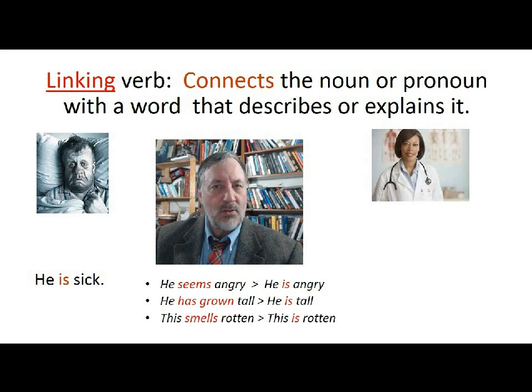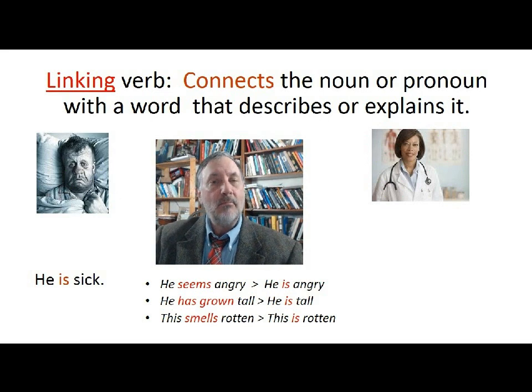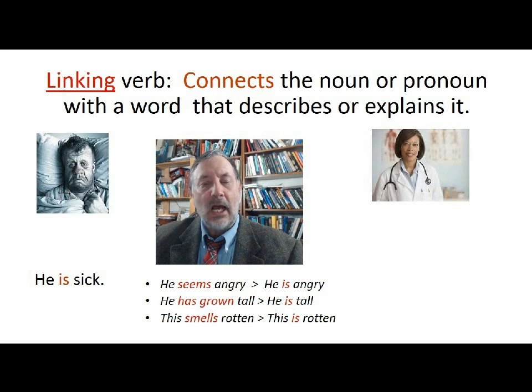Now, you have to be careful with some of these words, because to grow could also be an action. He has grown some great tomatoes. Okay, so there you're using the word grow as an action verb because he is doing something. He's just not being something, such as tall in our example. Likewise, you could say, this smells rotten. In other words, this is rotten. But if you say, I smell a rat, well, that's a different usage of the word. You see, then you're performing an action. You're smelling something.